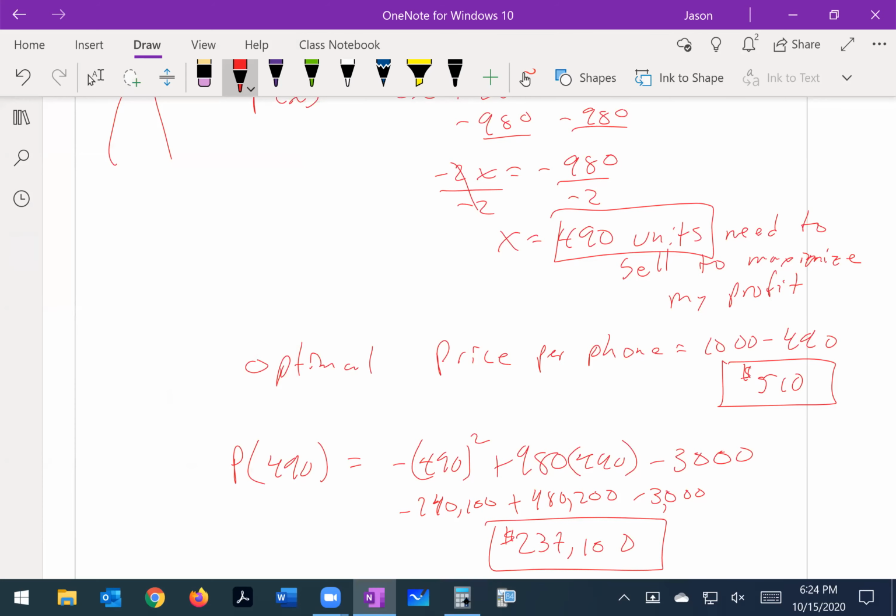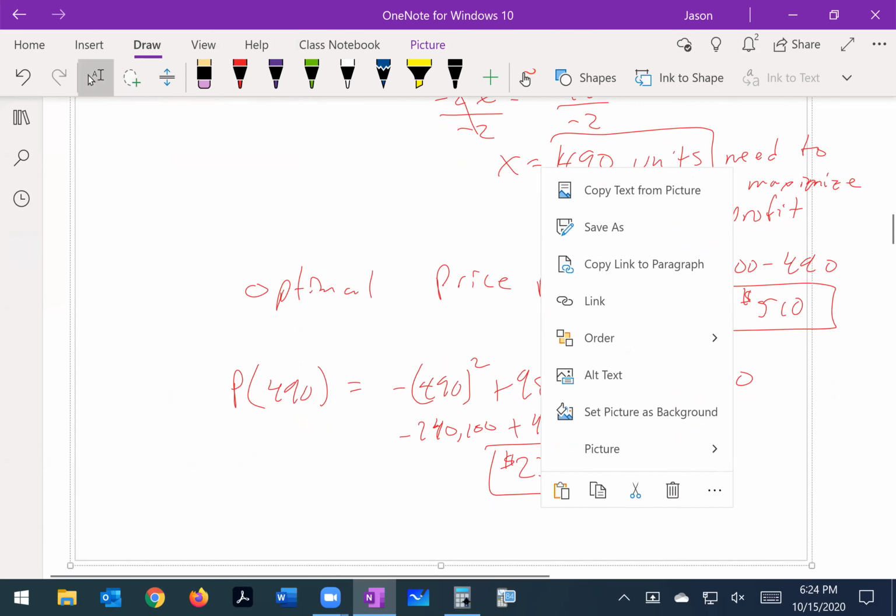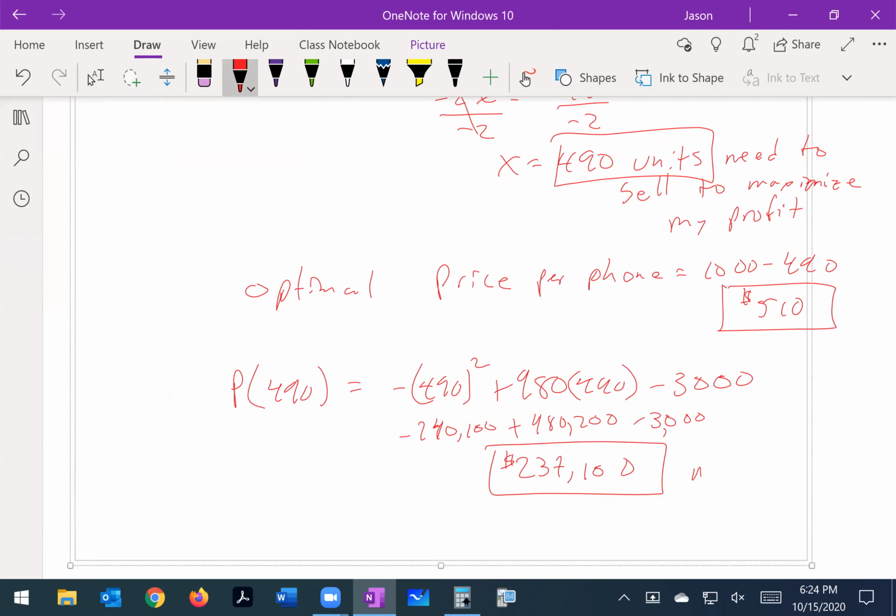That's my max profit, which comes from selling 490 phones at $510.